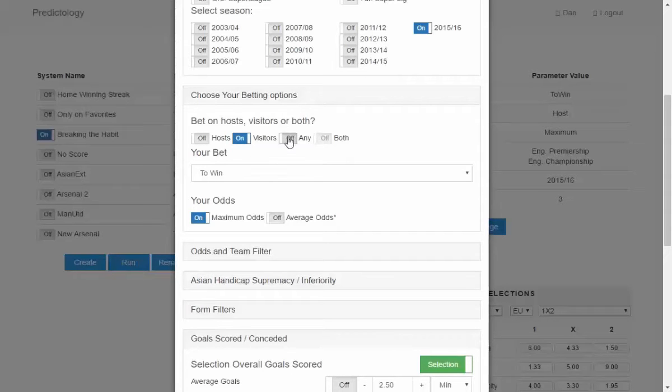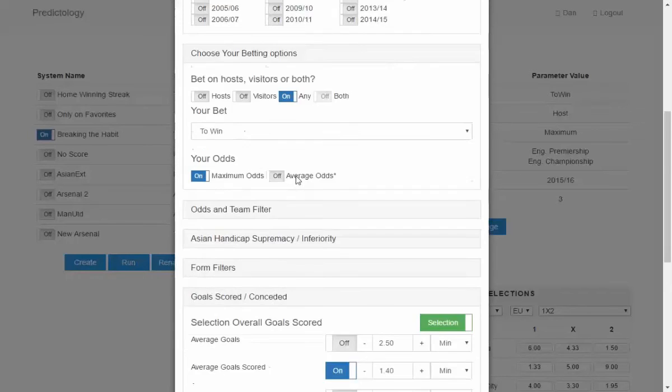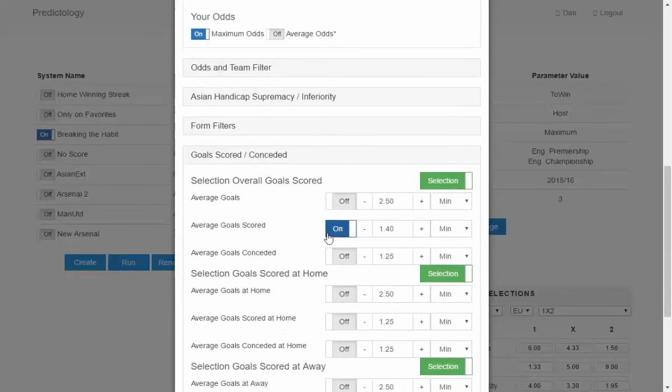Now let's explain the any bet venue. This basically means that we refuse to care about the bet venue. We just want to bet on any team that scores over 1.4 goals in average, when that team is playing at home and when that team is playing away. Any means we don't want bet venue to be a factor at all.